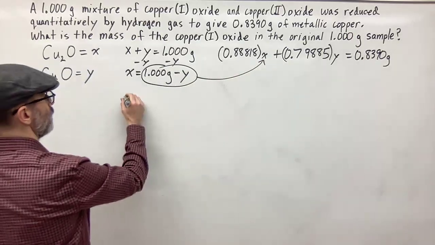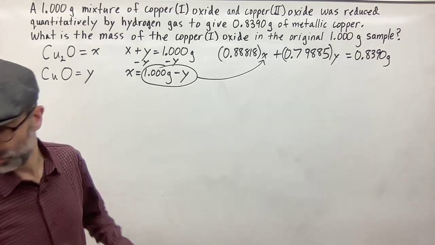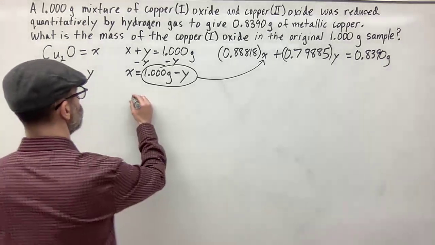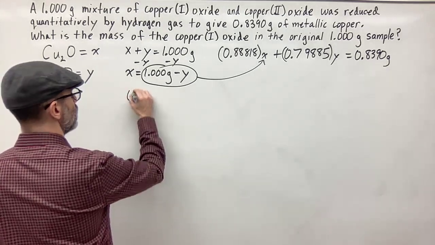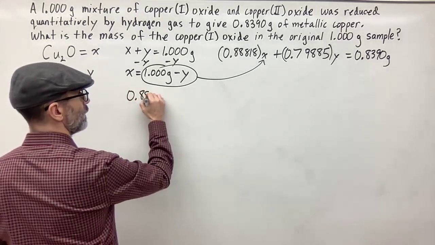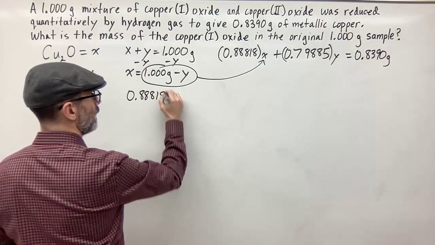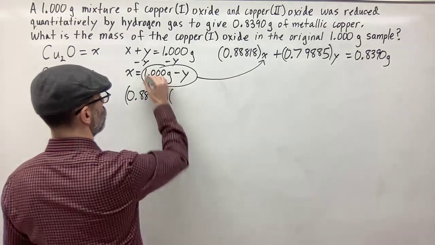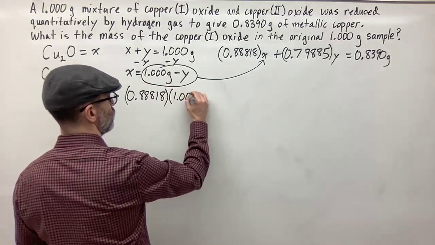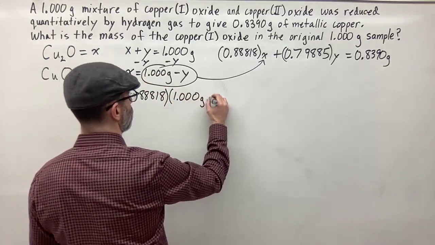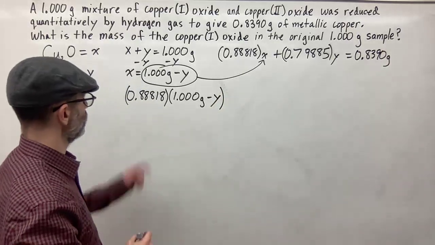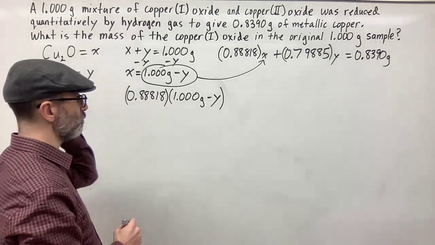And so when I do that, I get 0.88818 times x, which is 1.000 grams minus y. And just for the sake of clarity, all of this is in terms of grams.